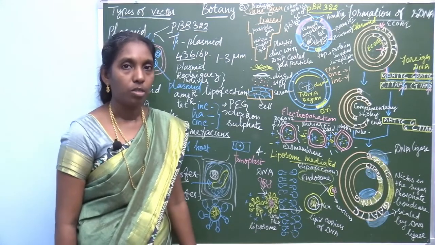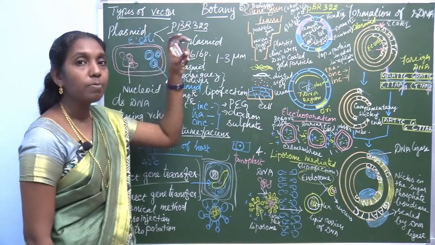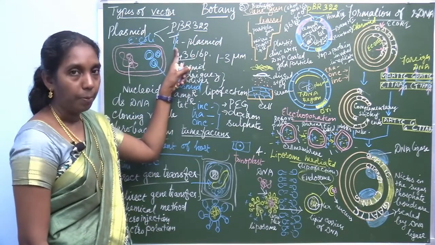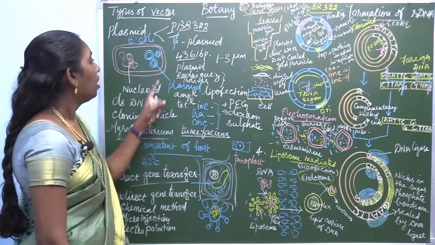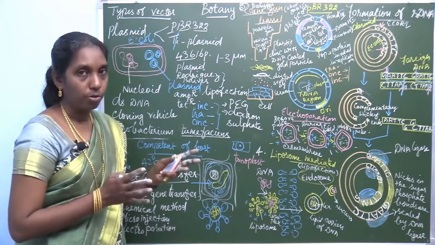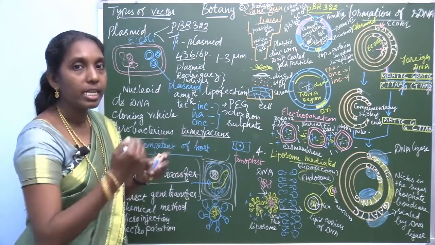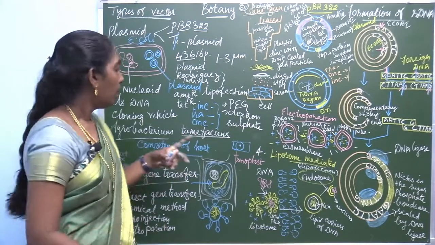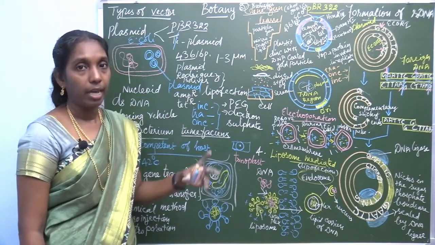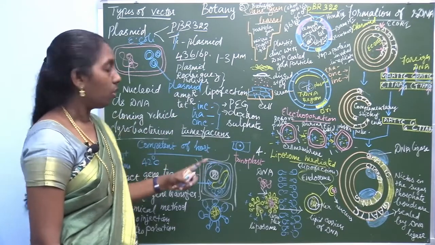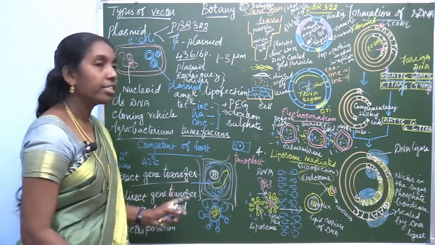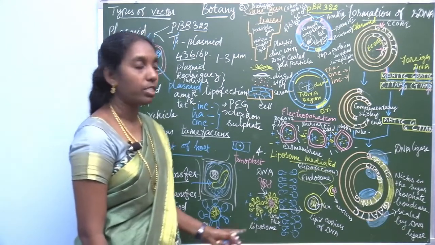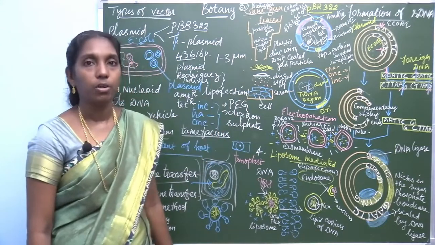Let's recall what you learned today. First, the topic is types of vectors. Under this you write about plasmids, pBR322 and Ti plasmid. Then the next question, competence of the host: how the host is made competent to accept the recombinant DNA. Then the last question. Only three questions you are going to learn. Learn it very clearly without any doubt, as these are very important topics. And finally, the direct gene transfer methods: chemical method, microinjection, electroporation, liposome mediated gene transfer, and biolistics.